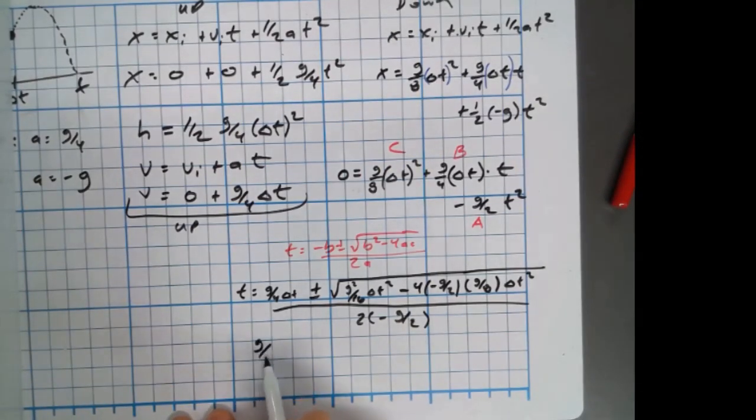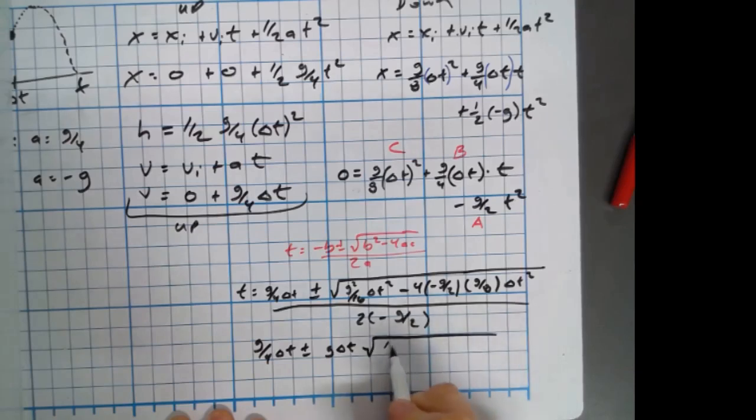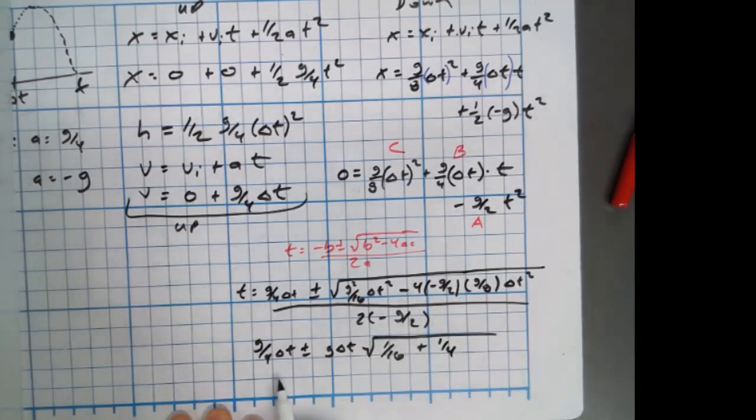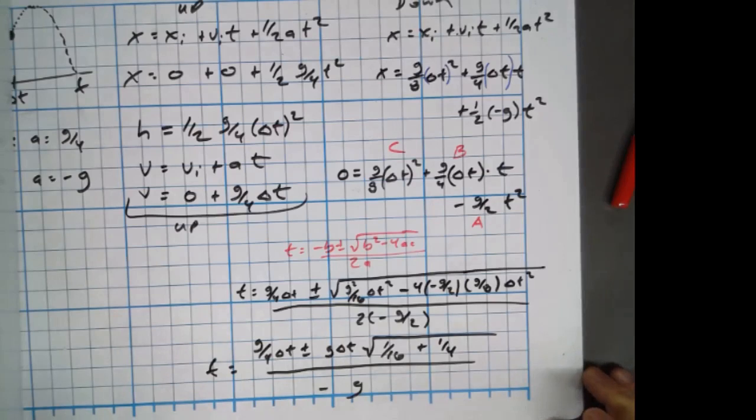So g over 4 delta t plus or minus g delta t times the square root of 1 over 16 plus, looks like 4 over 16, 1/4, all divided by negative g. That's what the t has to equal. T is g over 4 delta t plus or minus g delta t.